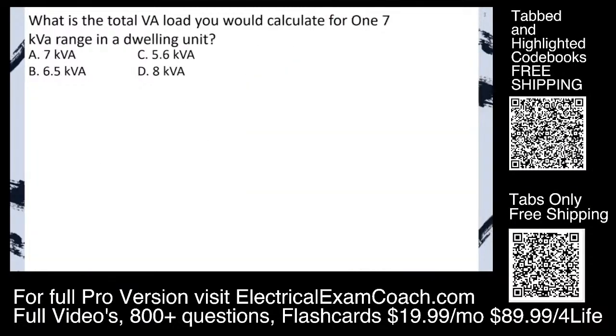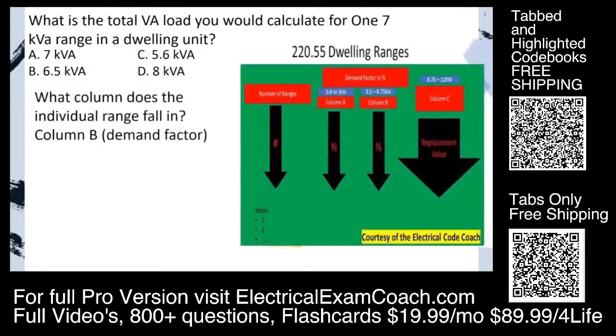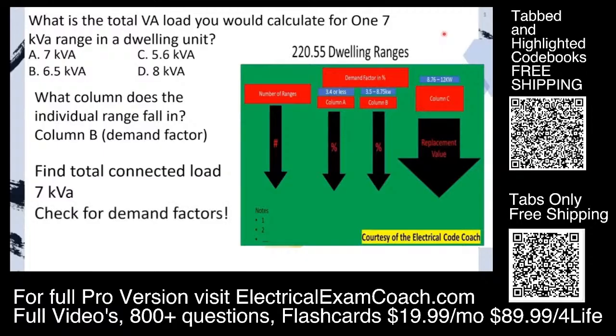What is the total VA load you would calculate for one 7 kVA range in a dwelling unit? First off, let's find out what column we're using. Our individual range falls into column B. Now let's find our total connected load. Well, in this case, it's just one range, so the total connected load is 7. Now, let's check for demand factors. When we head back to our table, we're going to start on the left-hand side and find our number of ranges. Then we're going to cross over and find our multiplier. And when we do that, we find that it's 80% for one range.